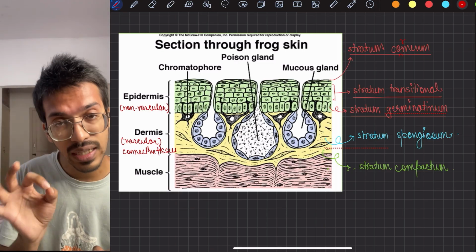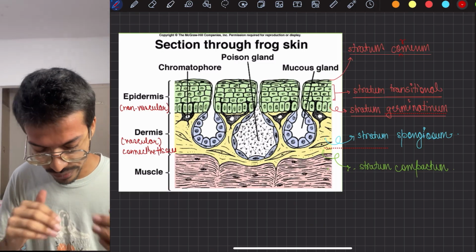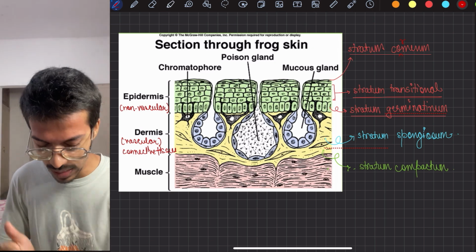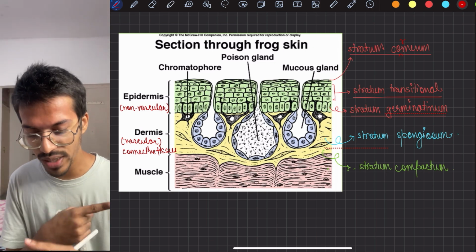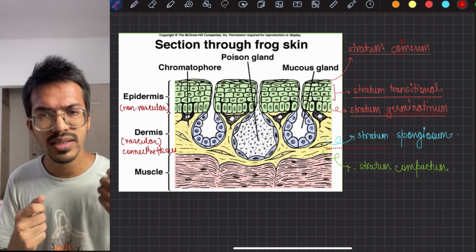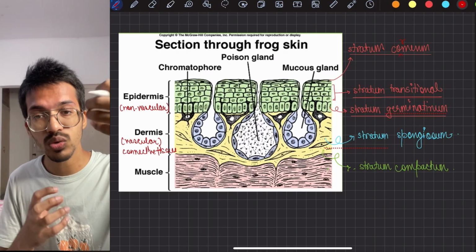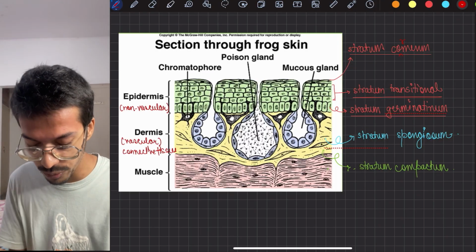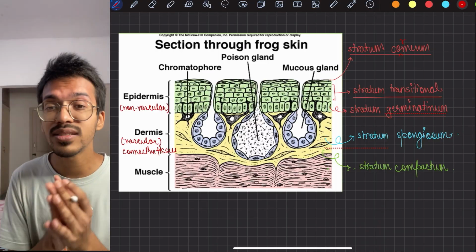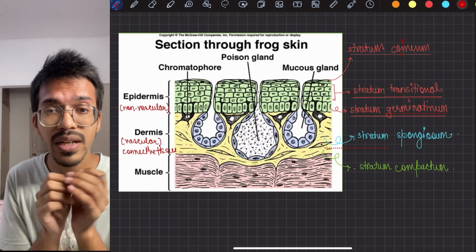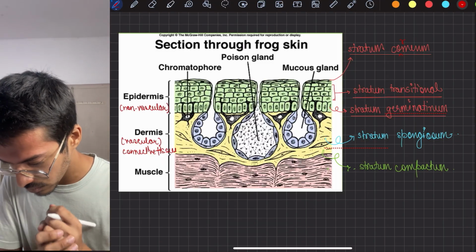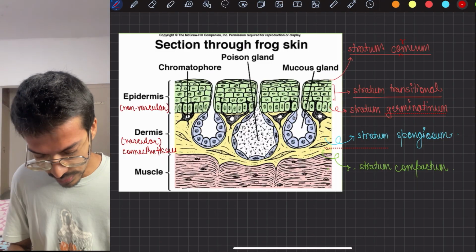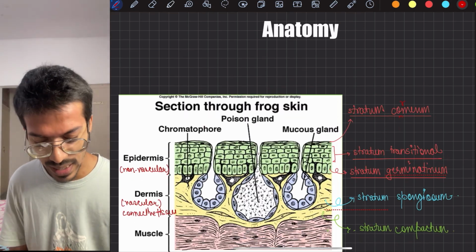Now, if this is the connective tissue layer, there are two different layers: stratum spongiosum and stratum compactum. Stratum spongiosum has all the glands, meaning the poison gland and mucus gland. The mucus gland will release mucus fluid, which makes the skin moist all the time. Poison glands help in what? Helping save itself from the predator. So this is all about the anatomy.